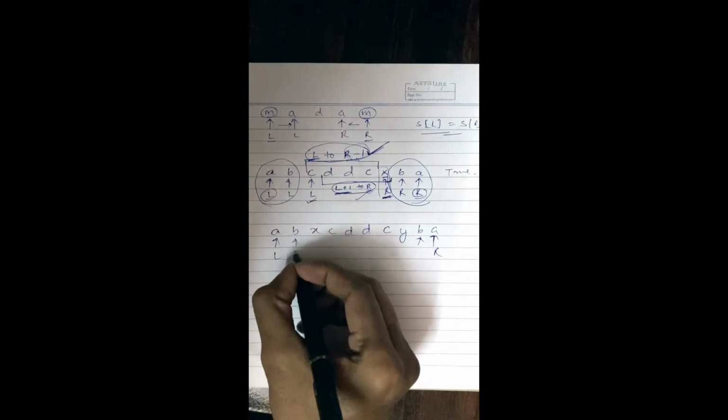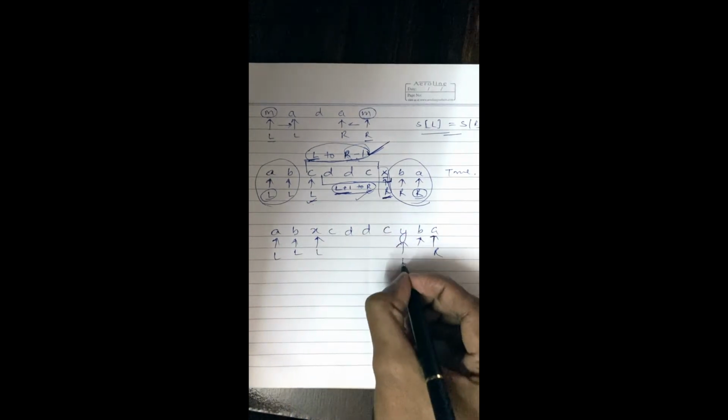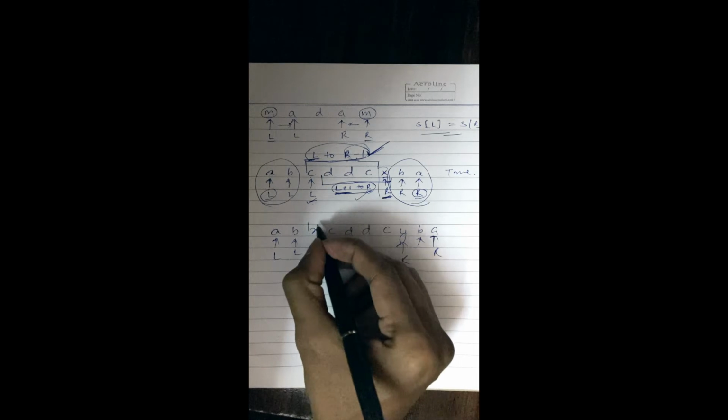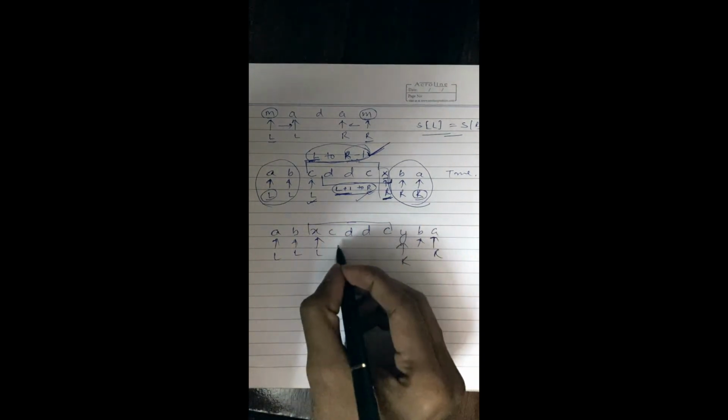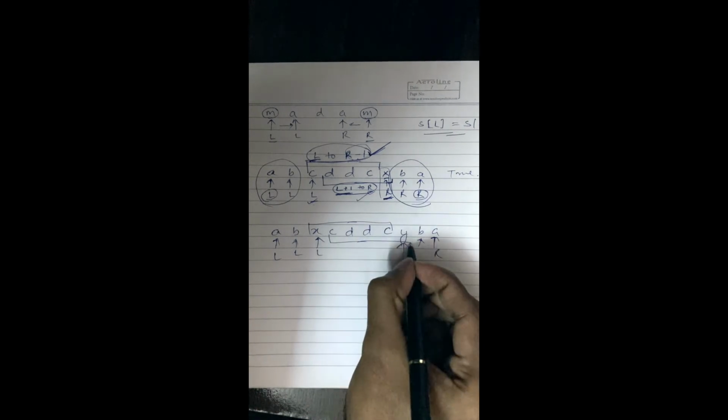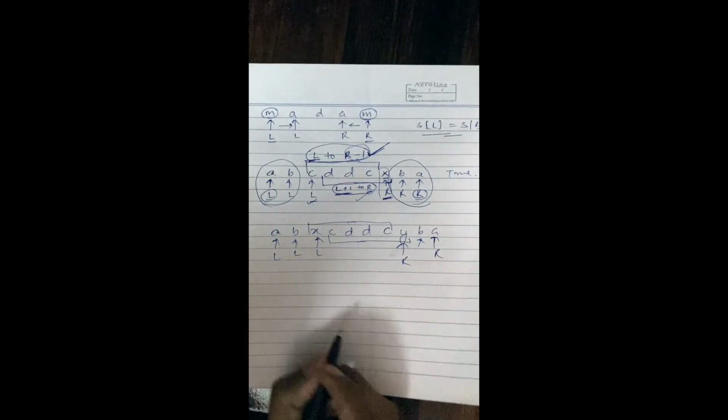Again, here also we'll compare this and this, same, this and this, same. Now we'll compare X and Y. These are not same. We'll take this portion. This is also not palindrome. Or we'll take this portion. This is also not palindrome. That's why we'll return false.